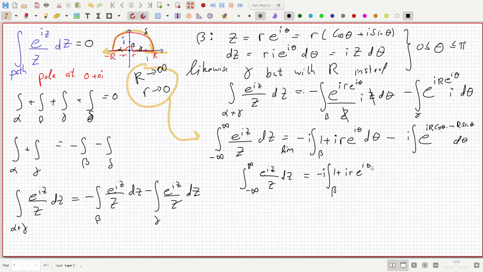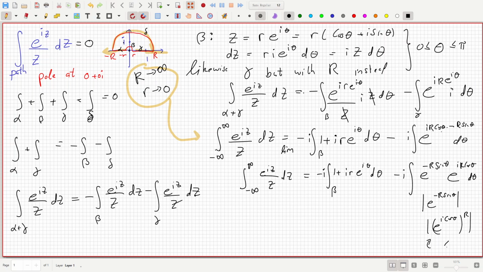I don't want to do too much in one step. And this will be minus i integral, and I'll just separate this out: e to the minus r sine theta and e to the i r cos theta d theta. Now note here, if you calculate the absolute value of this and the absolute value of this, e to the i r cos theta, then we'll bring the r outside.